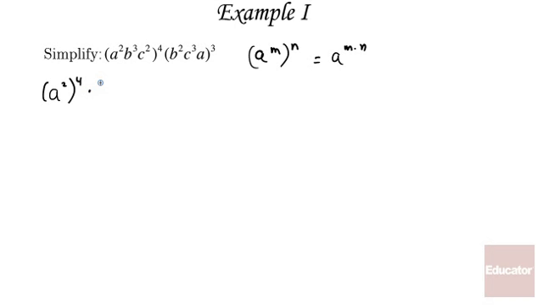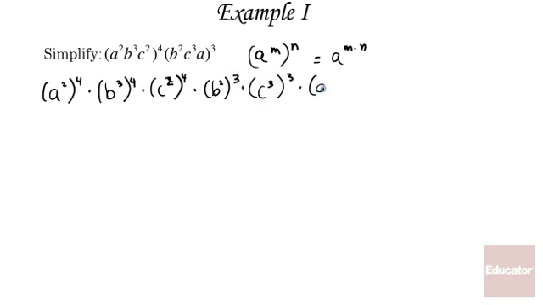So I actually have a squared to the 4th times b cubed to the 4th times c squared to the 4th times b squared raised to the 3rd power times c cubed to the 3rd power times a to the 3rd power. Now all I need to do is multiply these out. I've got powers raised to powers, so a to the 8th times b to the 12th times c to the 8th times, 2 times 3 is 6, so that's b to the 6th times c to the 9th times a to the 3rd.